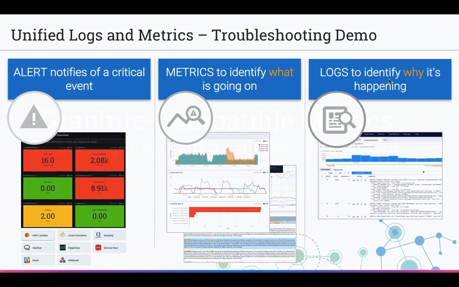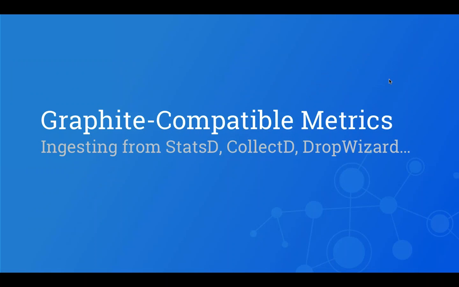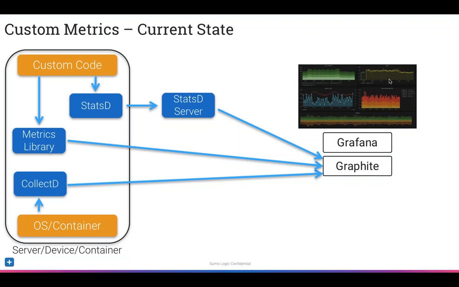All right, so hopefully this paints the picture of how you can start using your metrics and your logs in a unified way so that it helps you troubleshoot much quicker. Let's talk a little bit about the Graphite compatible metrics in particular. So getting data from, say, your StatsD, your collectd, or the likes. Let me begin with your current state.